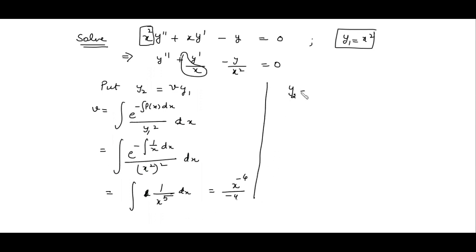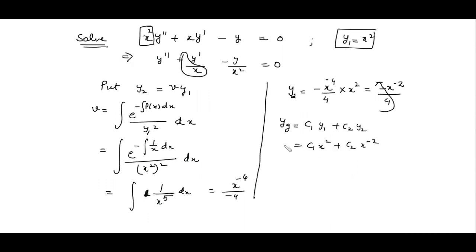So what will be our y2? y2 will be minus x to the power minus 4 by 4 into x square, which is minus x to the power minus 2 by 4. So the general solution will be c1 y1 plus c2 y2. We can club this constant term with c2 and we get the answer as c1 x square plus c2 x to the power minus 2. So this is the general solution of this differential equation.